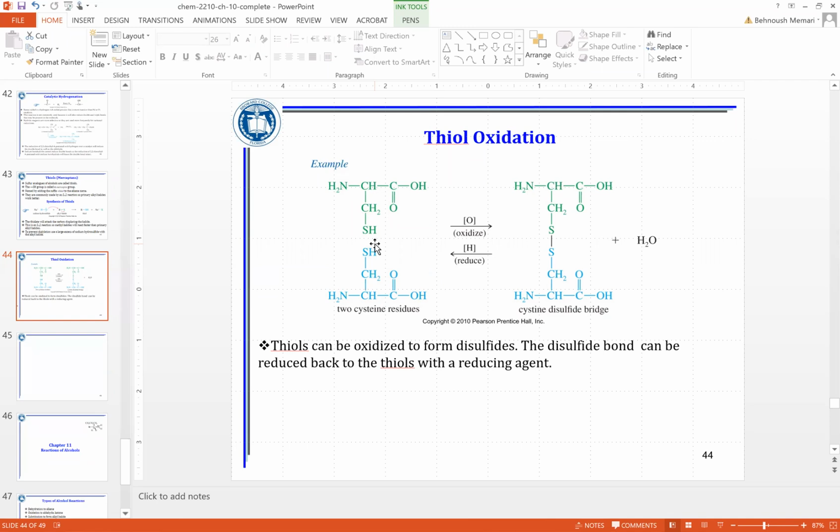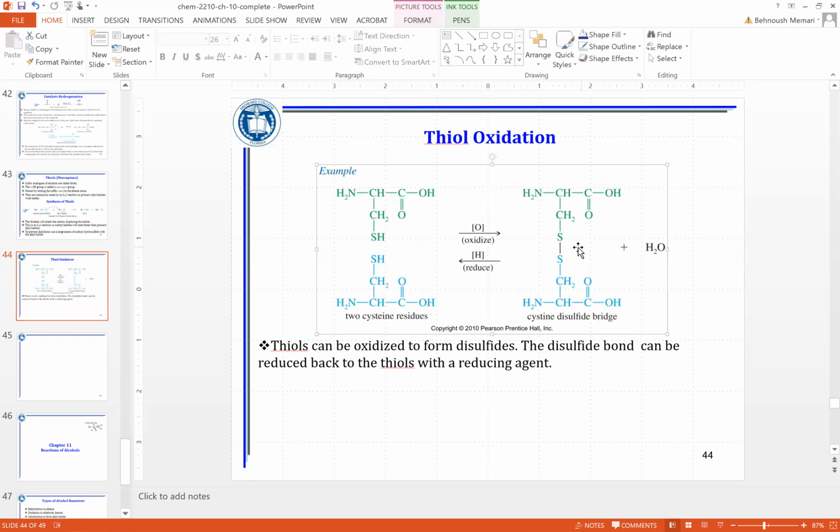Okay. So if you oxidize, basically you're removing the 2 hydrogens. When you reduce, you're adding the 2 hydrogens. Any questions? We're done with chapter 10. Do you have any questions?